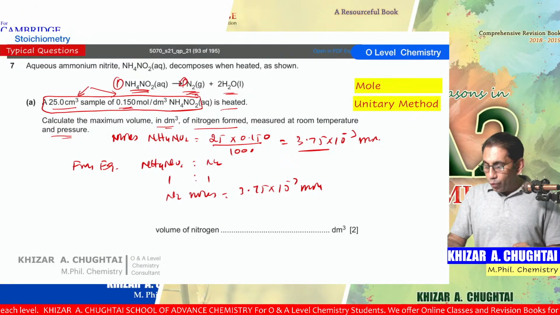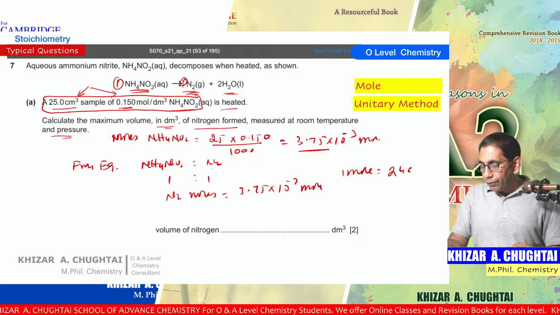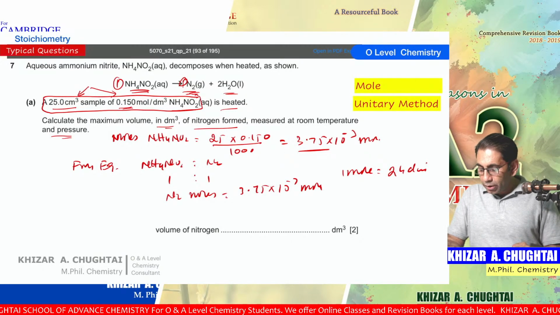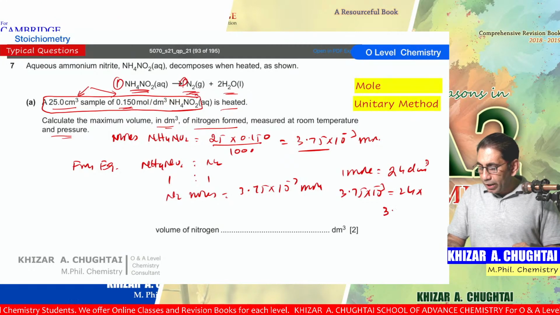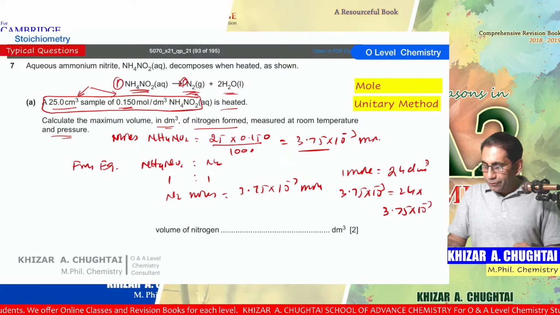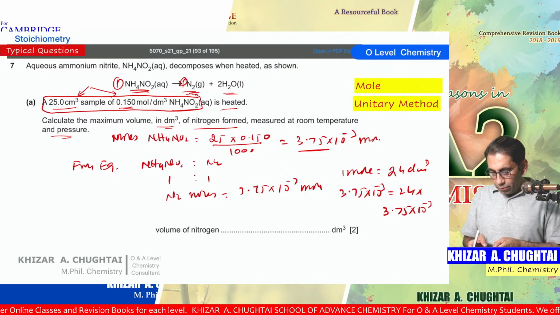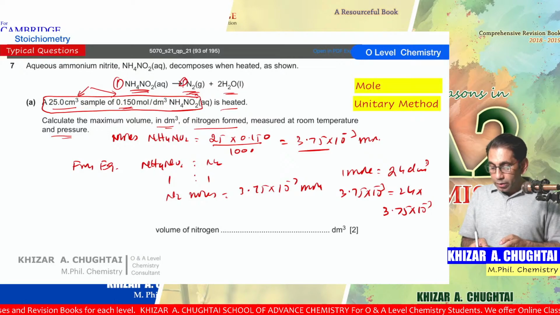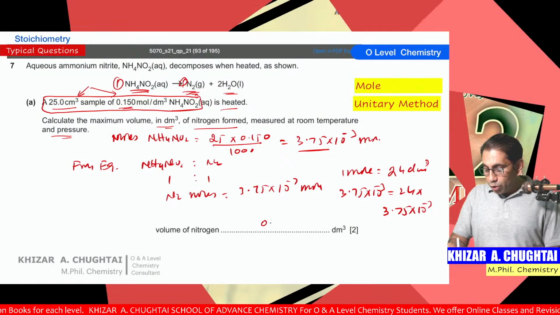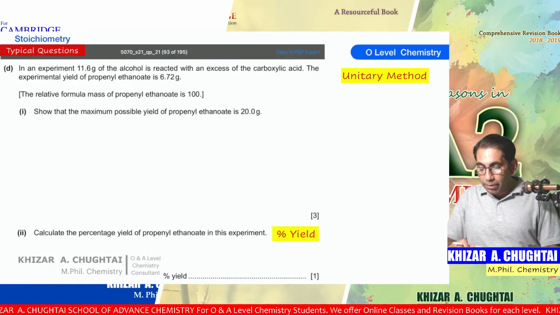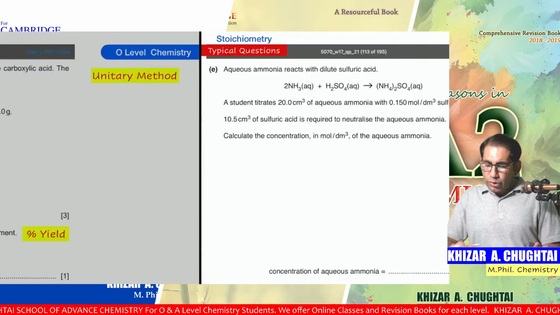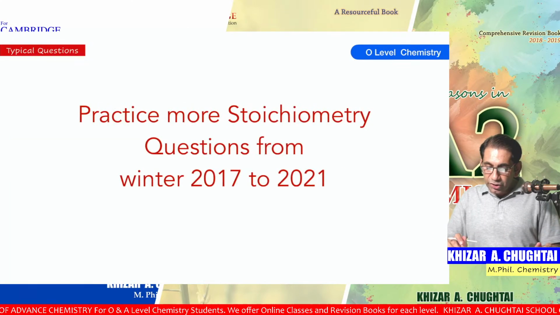Now you know 1 mole is equal to 24 dm cube at room temperature and pressure. What will be the volume in dm cube if we are using 3.75 times 10 raised to power minus 3 moles? I mean 24 multiplied by 3.75 times 10 raised to power minus 3, and that is equal to 0.09 dm cube of nitrogen that can be formed in this case. Almost all the other questions follow a similar fashion.